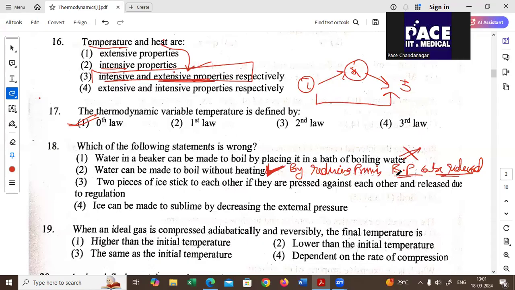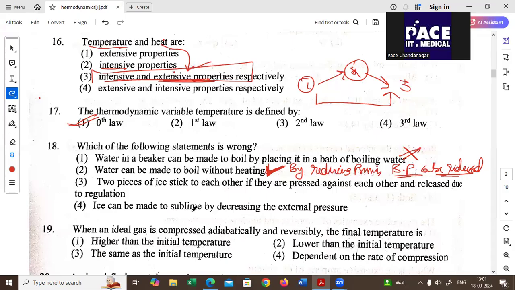Now, as the boiling point decreases, what happens? Your vegetables or your dal are not able to cook well at such low boiling points. It needs some 100 degrees, then only it will boil properly. But now the boiling point is reduced, so you're not able to cook them properly. That's the reason we use pressure cookers, which develop more pressure in the system. Okay. Then, ice can be made to sublime by decreasing the external pressure.